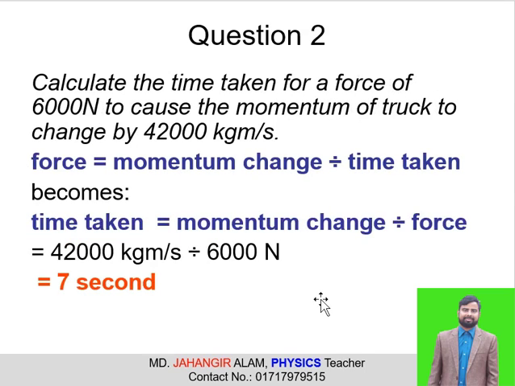Second one, calculate the time taken for a force of 6,000 Newton to cause the momentum of a truck to change by 42,000 kg m/s. Here momentum change is given and force is also given, but we have to find the time taken. We know force equals momentum change divided by time taken. So time taken equals momentum change divided by force. So the momentum change is 42,000 and force is 6,000. So time required for the change is 7 seconds.